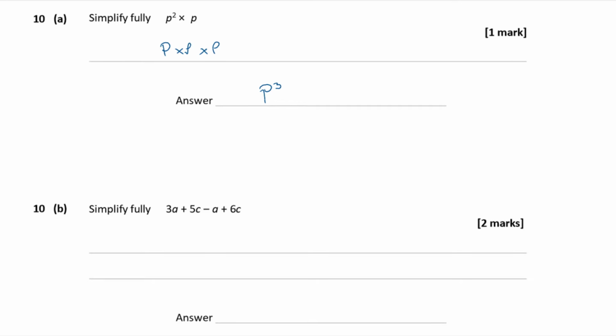10b, simplify fully, 3a plus 5c minus a plus 6c. So collecting like terms here. I've got terms in a, there and there, and I've got terms in c, here and here. So adding the a ones together, well, I need to subtract actually, because I've got 3a plus negative a, which is 3a take away a, that's going to give me 2a, and I've got 5c plus 6c, well, that's 11c. So that's giving me 2a plus 11c.